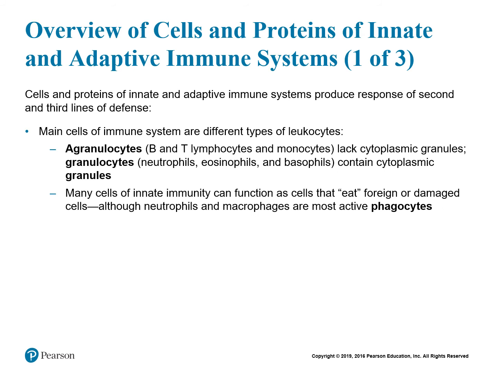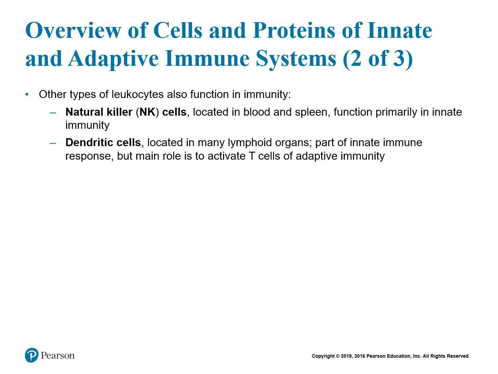Some cells that are important to continue with adaptive immunity are things like B and T lymphocytes, and some granulocytes like neutrophils, eosinophils, and basophils. Many of these cells are really important because they become phagocytes, which means they take pathogens in and digest them inside.